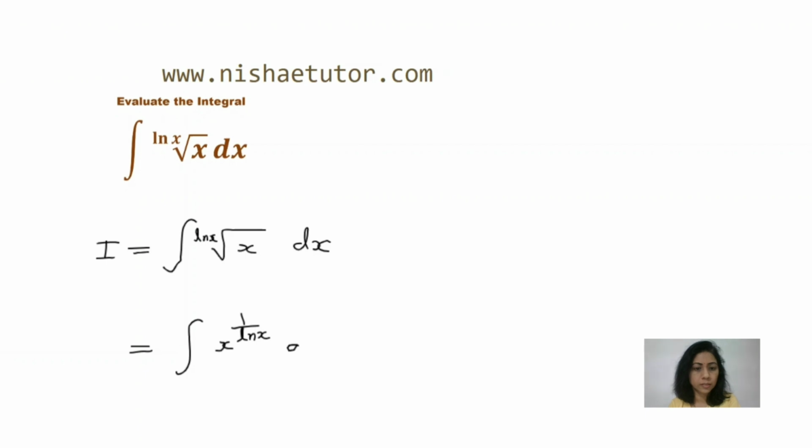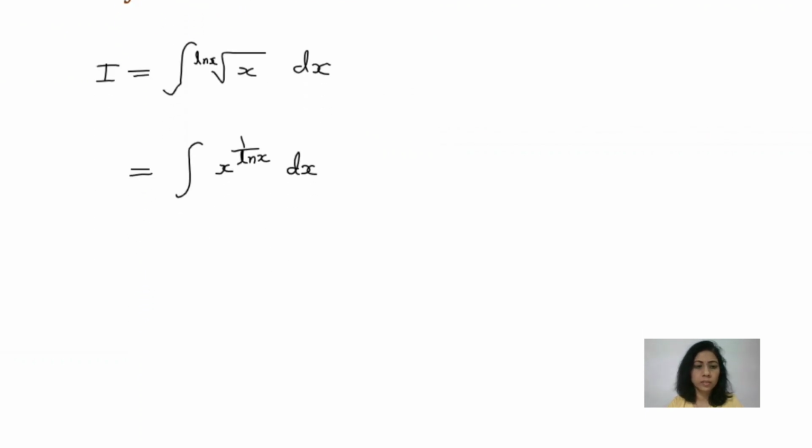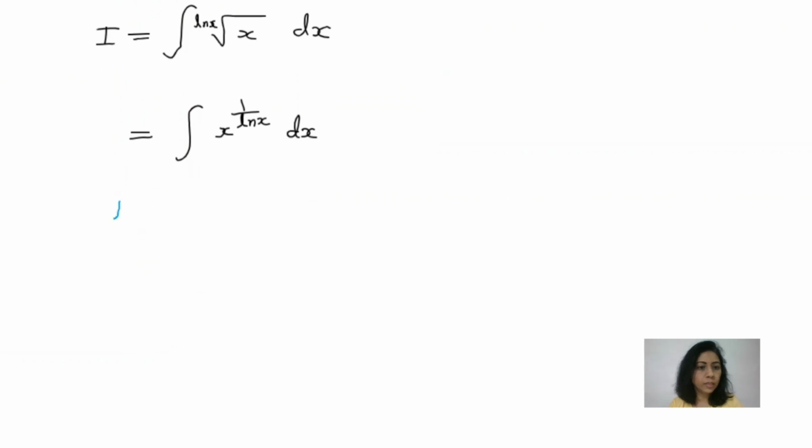So I is equal to the given integration ln x root of x dx. Now this radical we can convert into exponent form. So integration x to the power 1 upon ln x dx. Now here we can use substitution method. So t is equal to ln x.